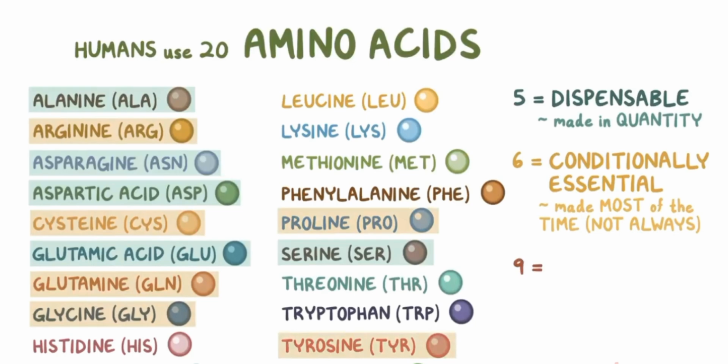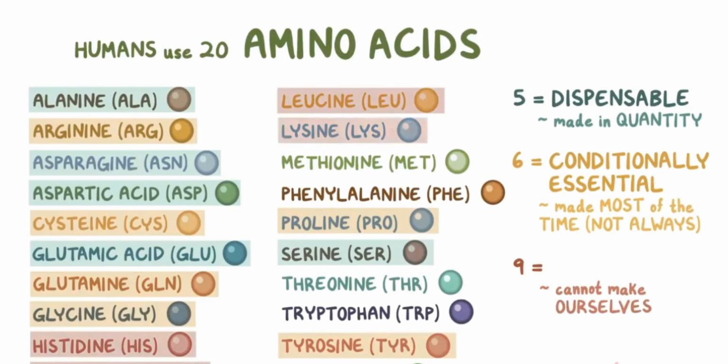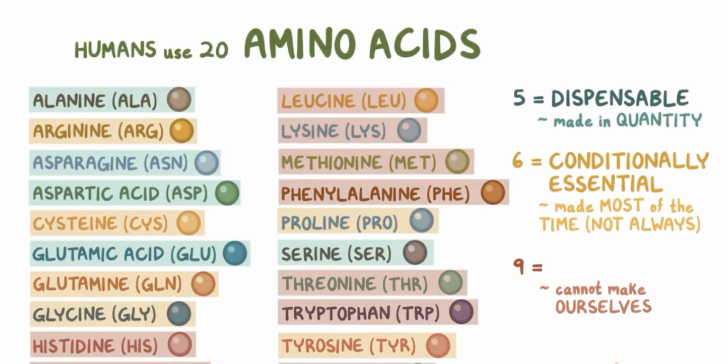Finally, there are 9 of them that we cannot make ourselves: histidine, isoleucine, leucine, lysine, methionine, phenylalanine, threonine, tryptophan, and valine. And as a result, we have to obtain them from our diet. We call these the essential amino acids.